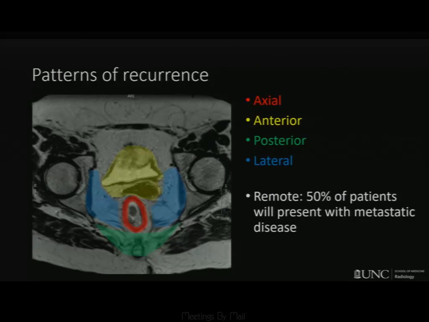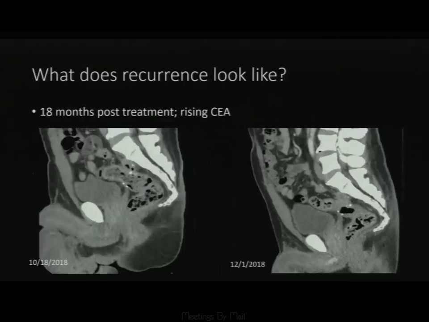And of course, then you have your remote disease, and keep in mind, again, half of your patients will present with metastatic disease at time of recurrence. So you always, always, always want to look for the metastatic disease.